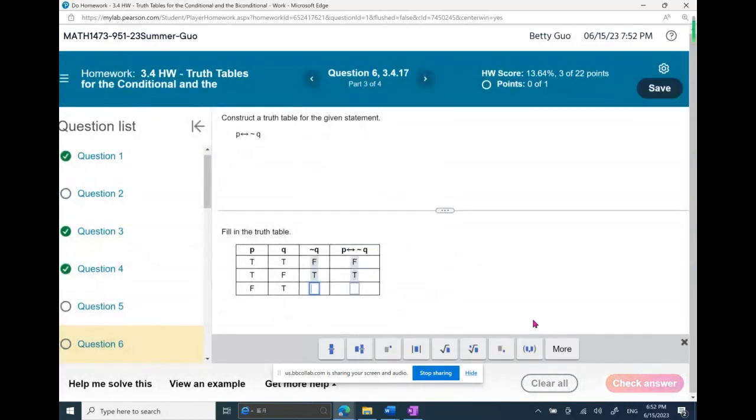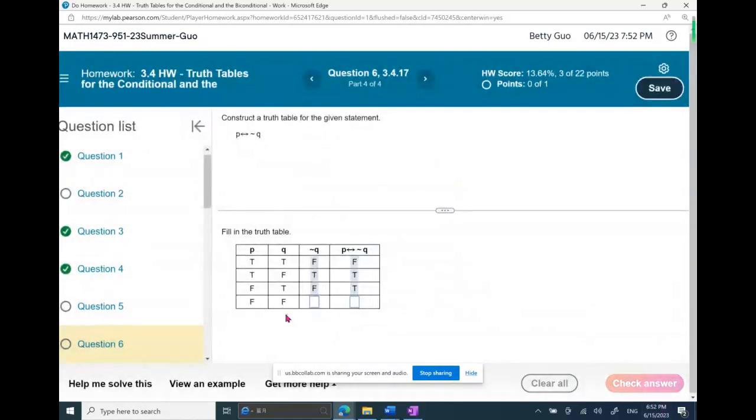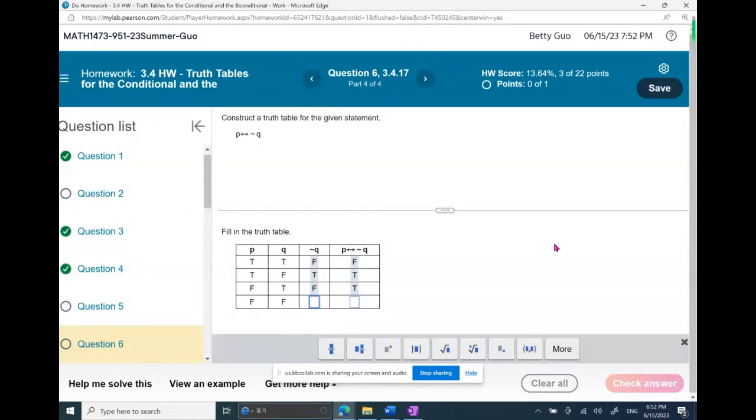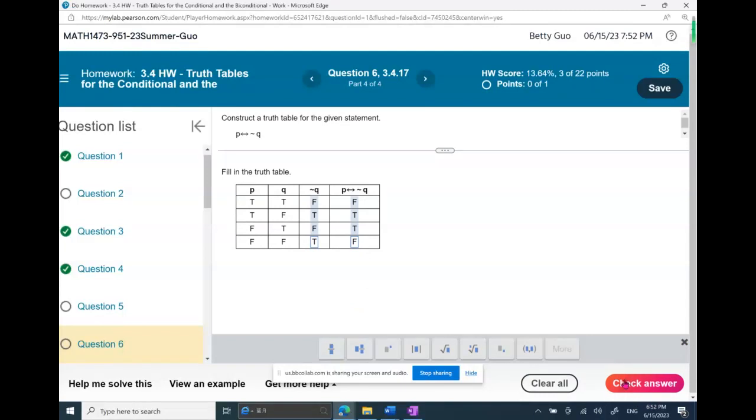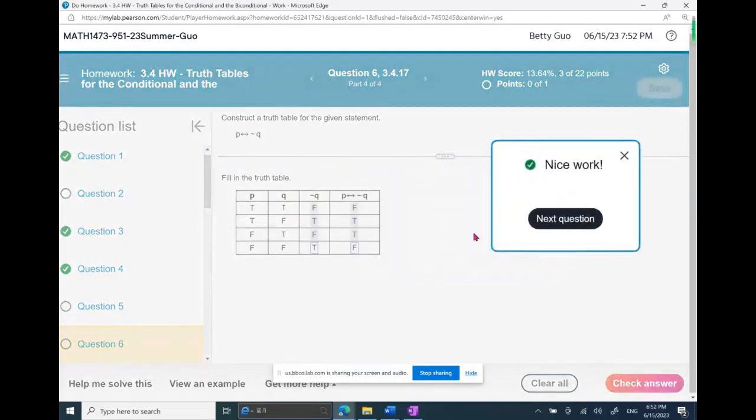In this case, when Q is T, now Q is F, and P and now Q have the same values. So the biconditional is true here. The last one, when Q is F, now Q is T. But column 1 and column 3 have opposite values, so the biconditional is false. Right? And that is about biconditional. Biconditional is pretty straightforward.